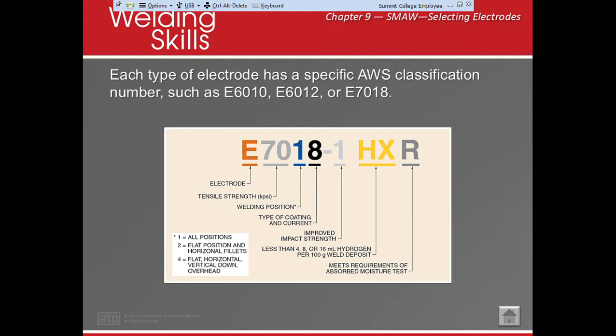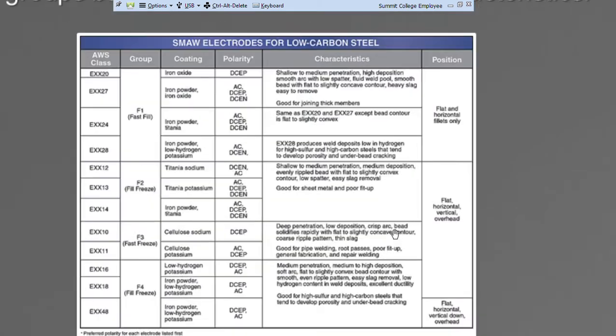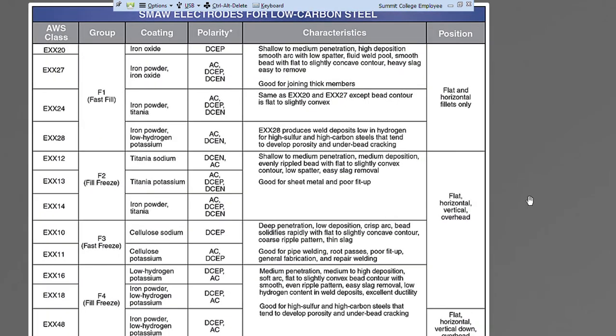We can also have other things for impact strength, less than a percentage of hydrogen, as well as absorbed moisture tests. We know that AWS has 4 groups: F1, fast fill; F2, fill freeze; F3, fast freeze; and F4, fill freeze.